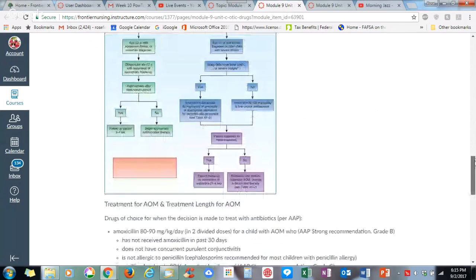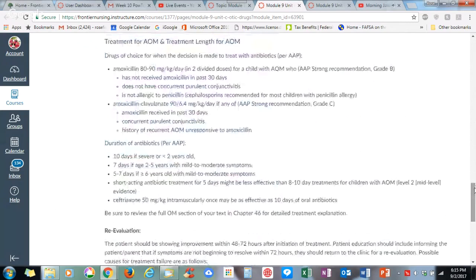Treatment for acute otitis media and treatment length. The drug of choice when the decision is made to treat with antibiotics, per the American Academy of Pediatrics, is amoxicillin 80 to 90 milligrams per kilo per day in 2 divided doses for a child with acute otitis media who has not received amoxicillin in the past 30 days, does not have concurrent purulent conjunctivitis, and is not allergic to penicillin.